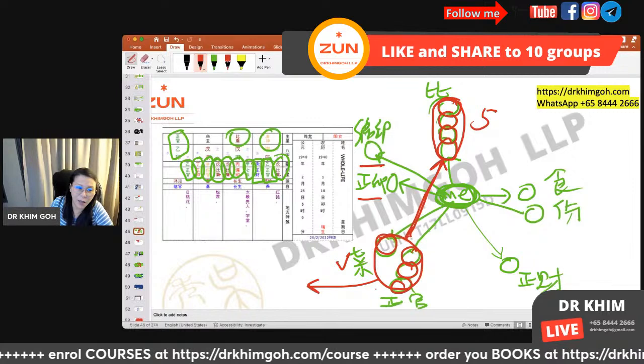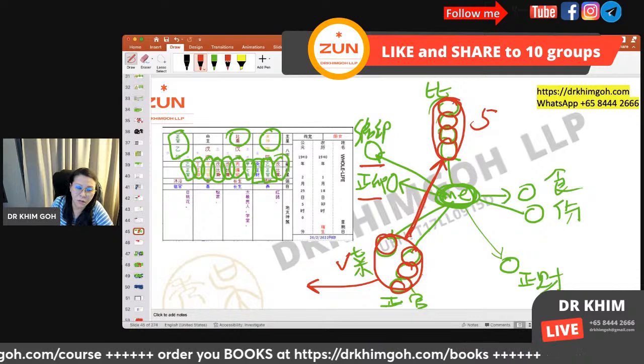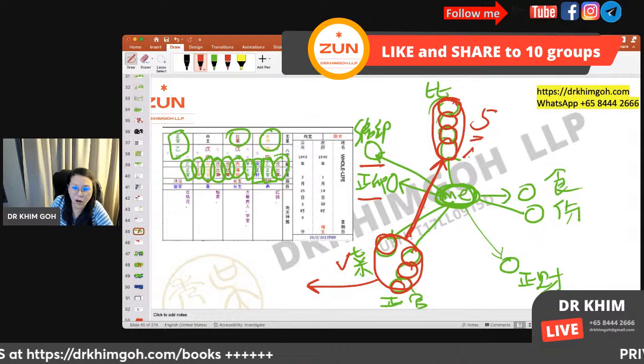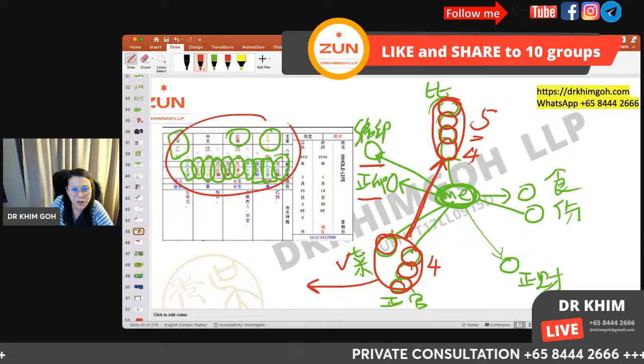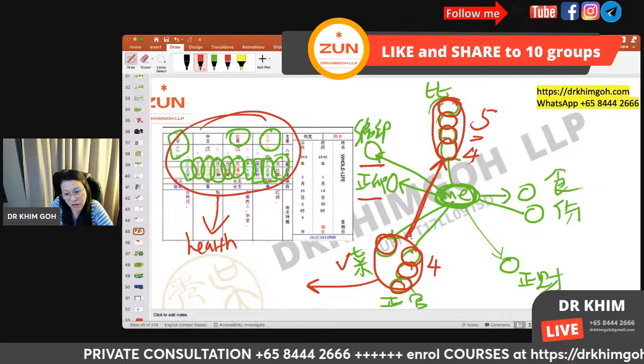Because 七煞 本来就是攻攻. This one five better. But four against four. So this one informs me, wow, this person, maybe the health got some issue, because this 正官七煞 very strong, will attack this one.